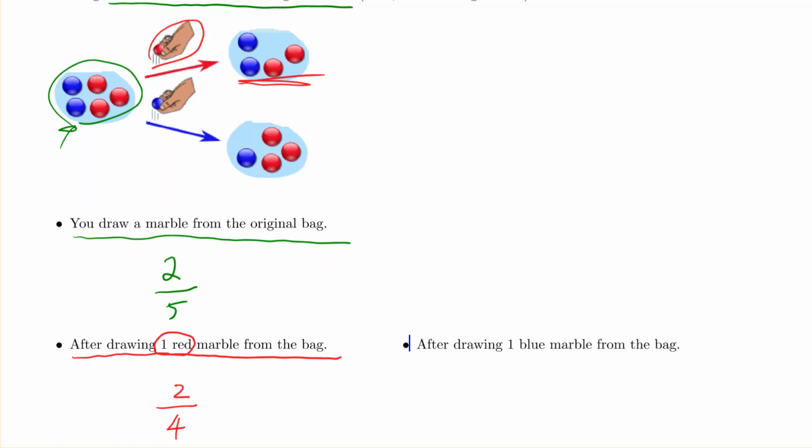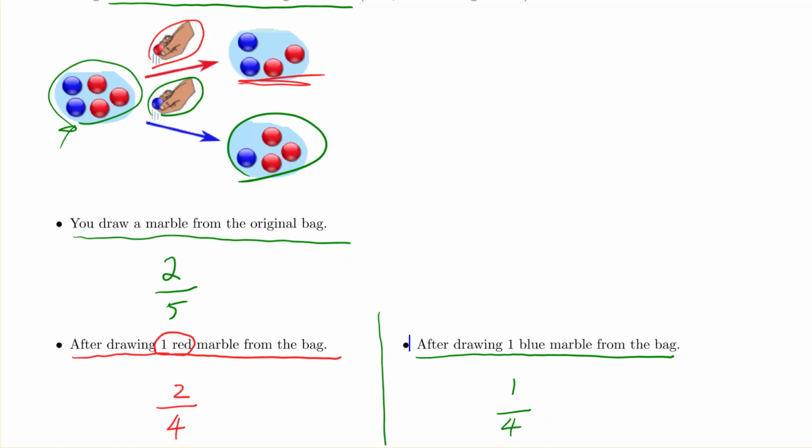Now let's look at the third part. This is a separate problem. What is the probability of selecting a blue marble after drawing 1 blue marble from the bag? So I already selected 1 blue marble here. And from here, I have 1 less because I already selected 1. What is the probability of selecting another blue marble? Well, we have a total of 4. But now we only have 1 blue left because we already selected 1. So this is a basic example of conditional probability.